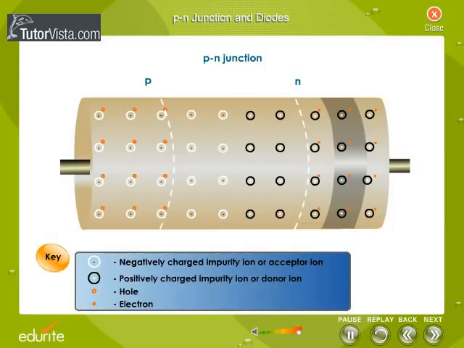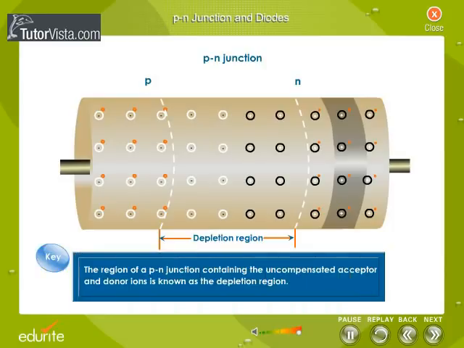As a result, the positive donor ions in the N region and the negative acceptor ions in the P region are left uncompensated, and this region forms the depletion region. The region of a P-N junction containing the uncompensated acceptor and donor ions is known as the depletion region. This region is named so because it is depleted of mobile charge carriers.